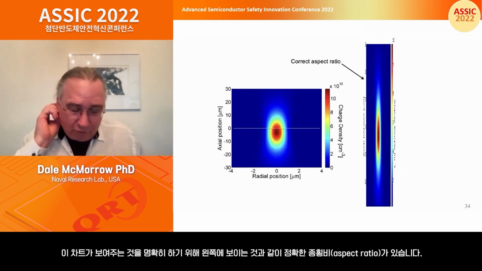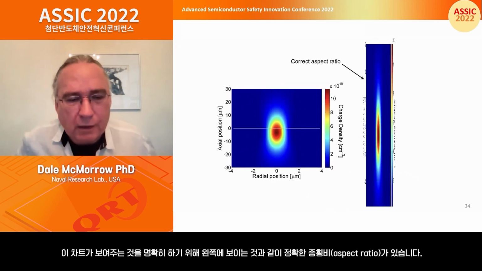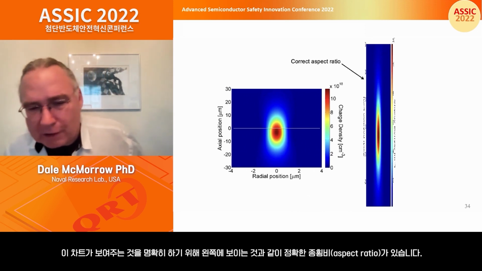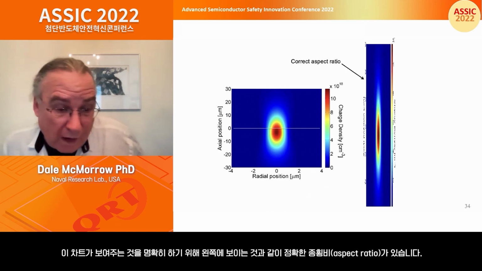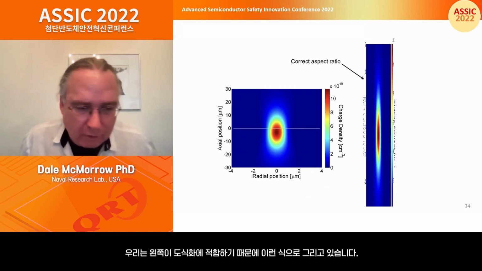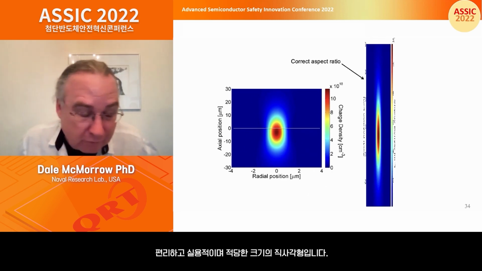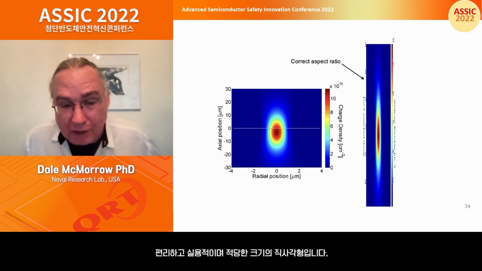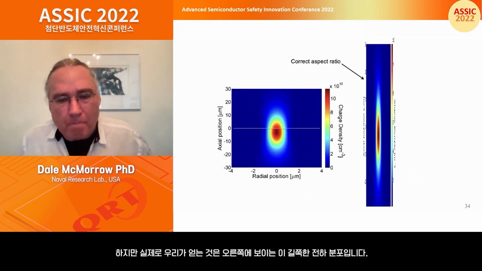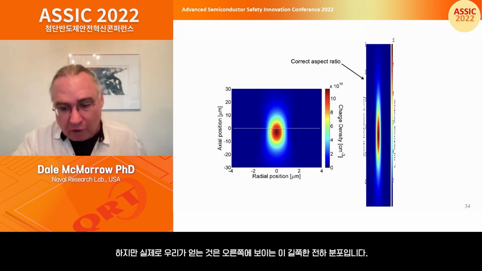Okay, just to clarify, what this chart shows is the correct aspect ratio for what I show on the left. We plot this thing this way because it fits on the plot. It's convenient. It's a good sized rectangle. But in reality, what we've got is this elongated distribution of charge that's shown on the right.